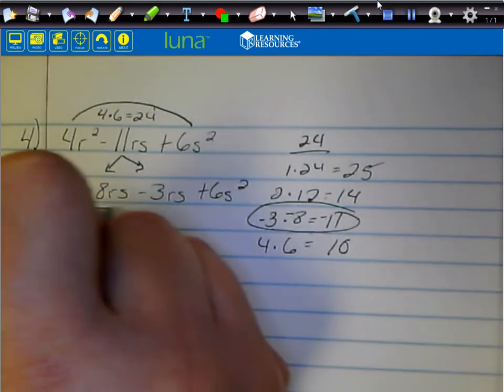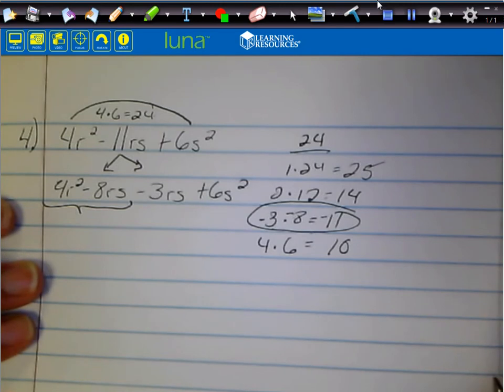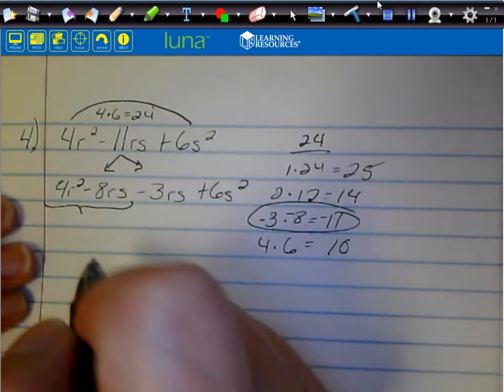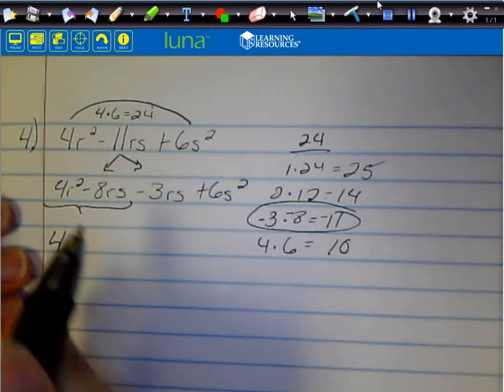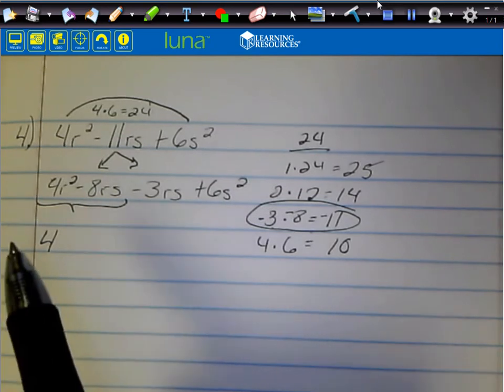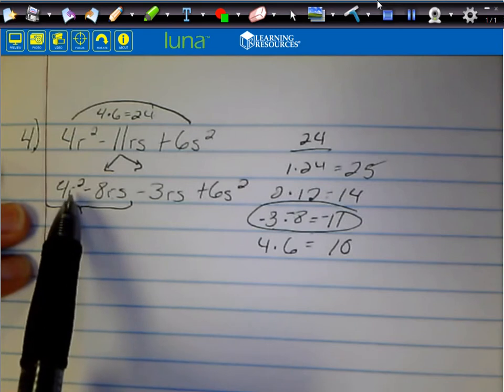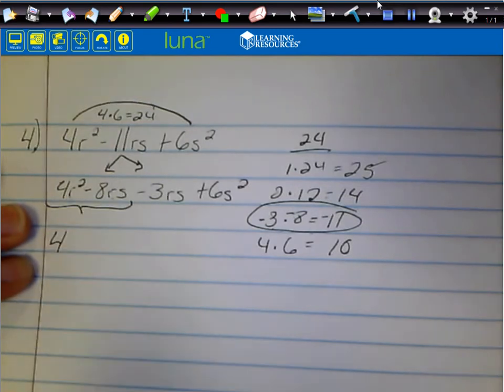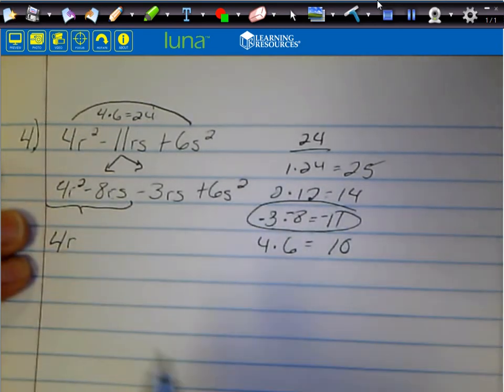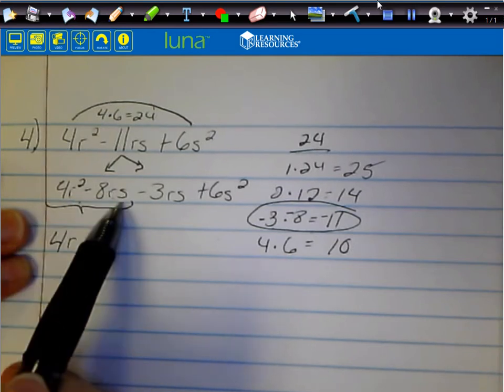So then I'm going to group these first two together, and I'm going to look at 4 and 8 on my factor sheet, and they have a 4 in common. Now this is where the rs thing gets a little bit confusing. If I look, both of these have at least one r. This one has 2 and this one has 1. So I can take out an r, but I can't take out an s because they don't both have an s.